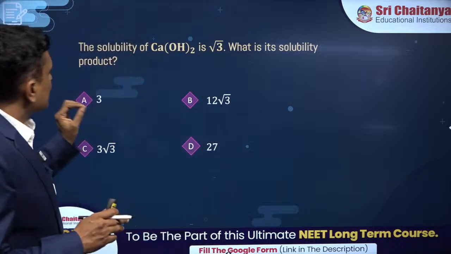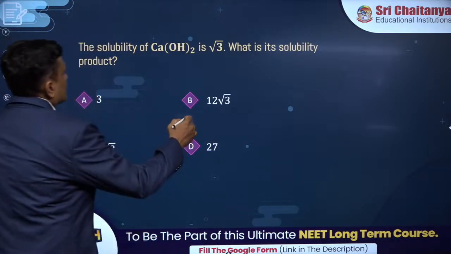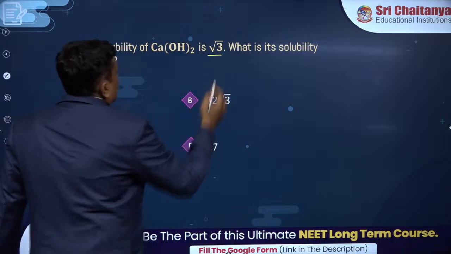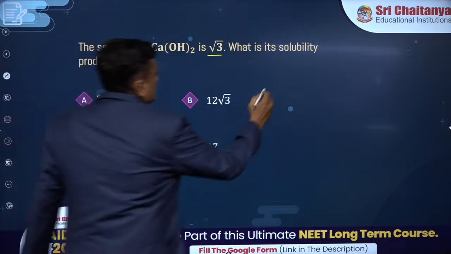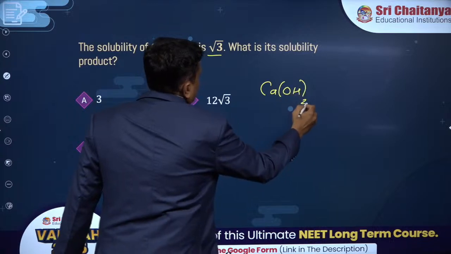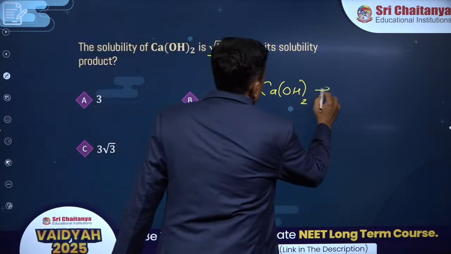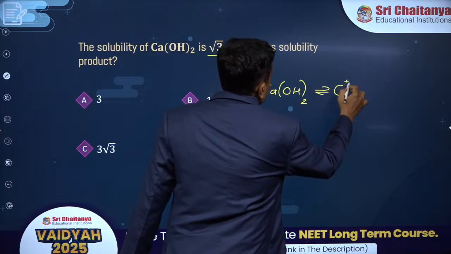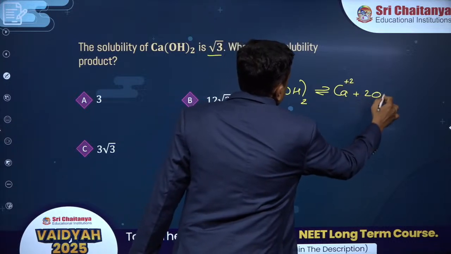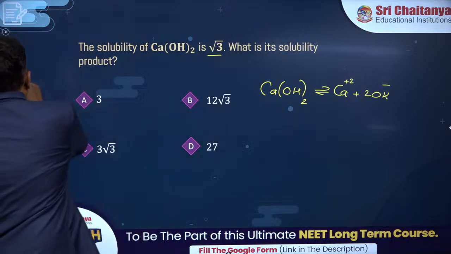You are given a salt which is insoluble in water. How would I know that it is insoluble? You can see the solubility is not 100%. So for an insoluble or sparingly soluble salt, dissociation is partial, isn't it? You will be getting calcium plus 2 and OH minus, isn't it? Now this is how the salt dissociates.